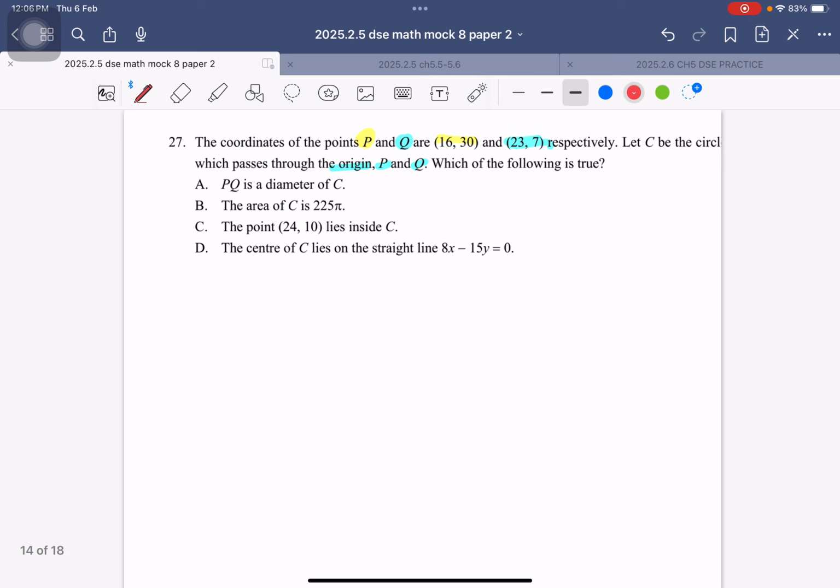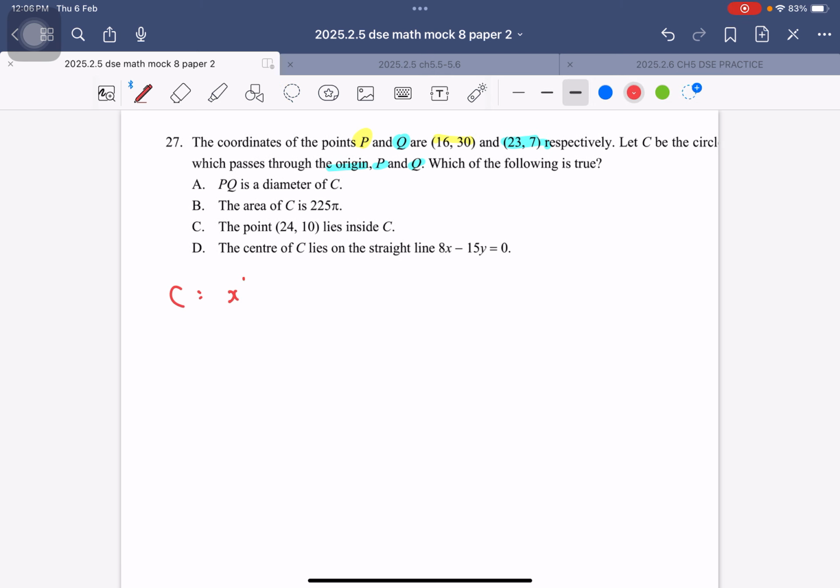So now, our circle equation is x squared plus y squared minus 16x, sorry, and then minus 30y equal to 0. Is this helpful for us? Can we get any information from this equation? Nothing, we have no center right now, so we can change to the second format.